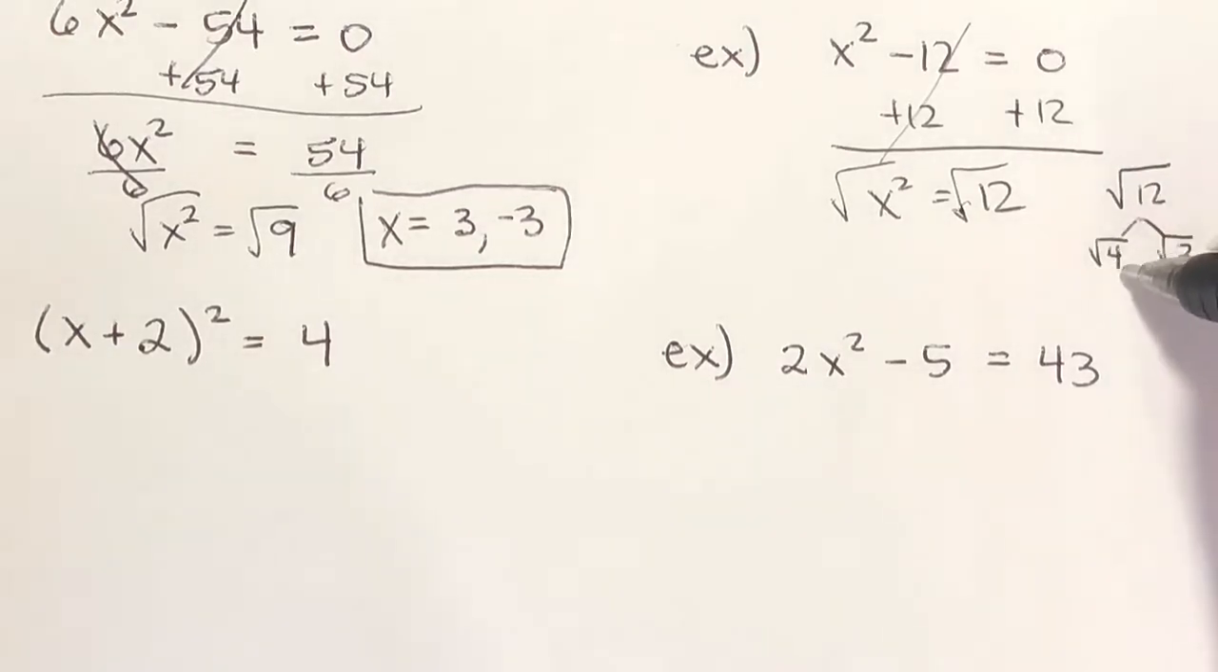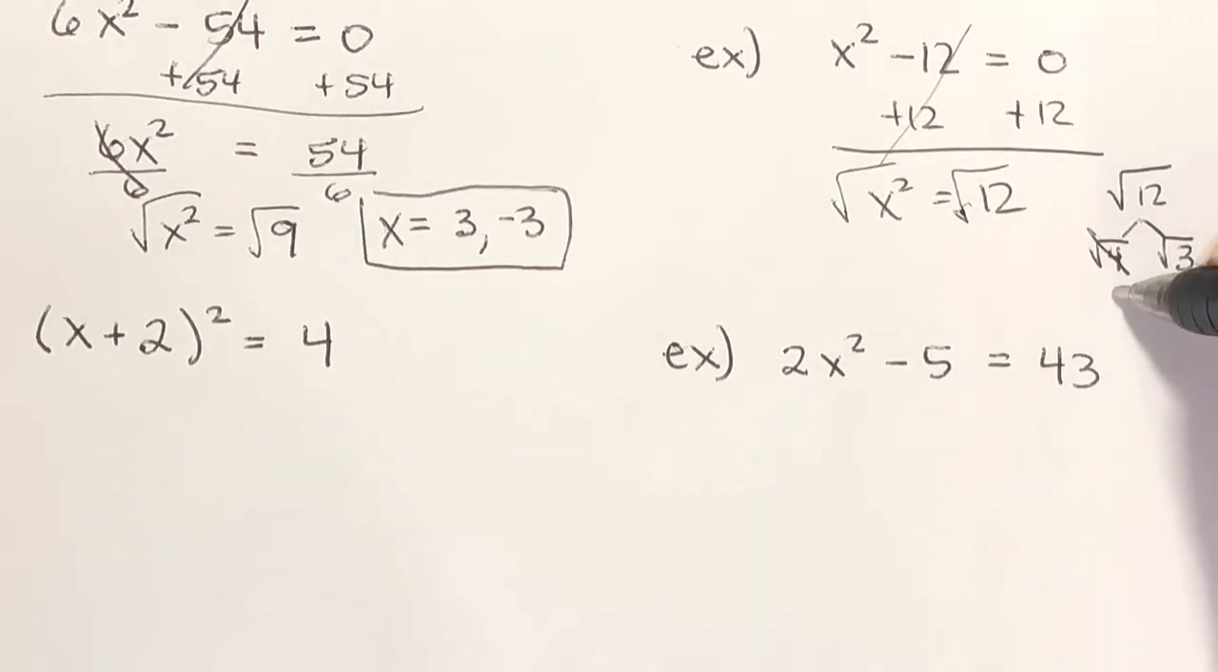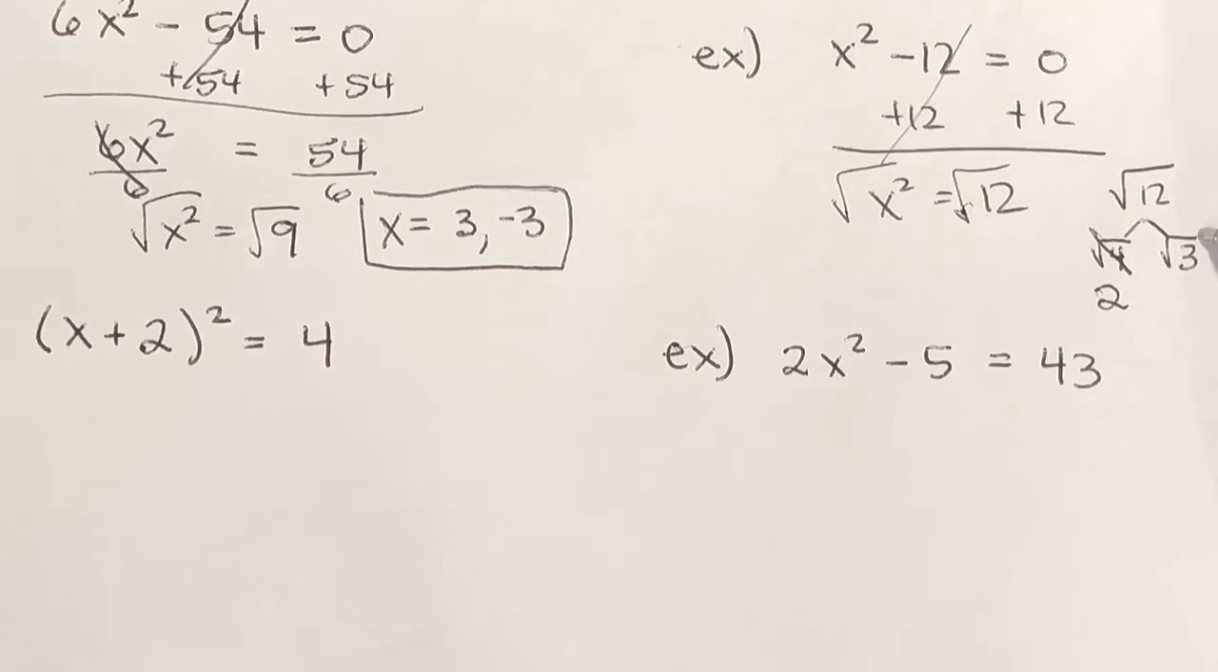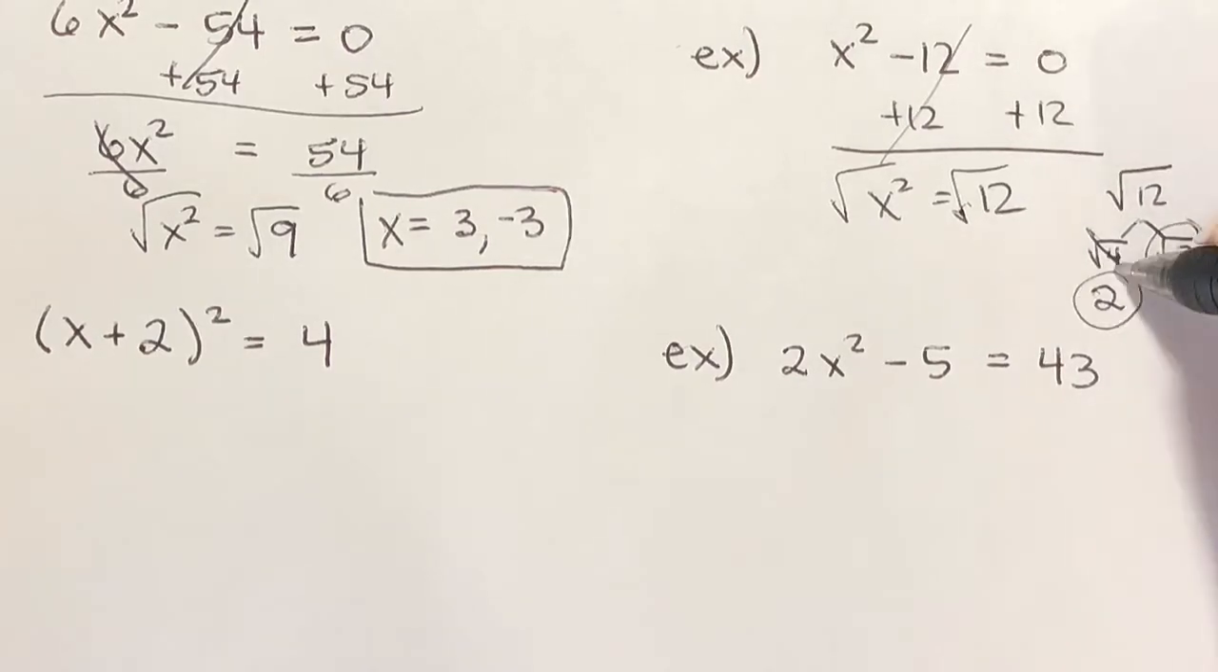And again, the reason we do that is because 4 is a perfect square, so I can reduce it to be just 2. And then since 3, you can't do anything with it, doesn't go into the square root, we're just going to keep the square root of 3, keep the 2.